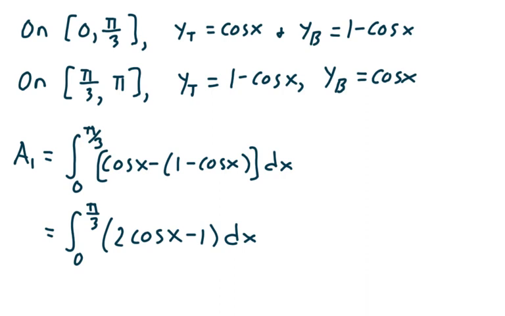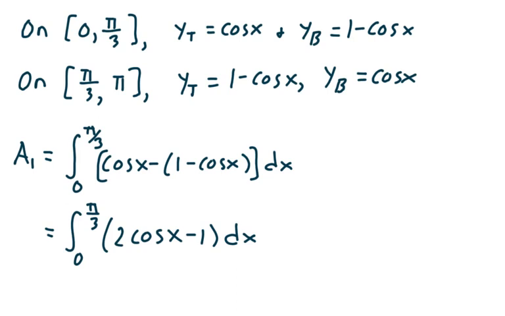So on the interval 0 to pi over 3, I claim my top function is cosine x. So in other words, y sub t is cosine x, and y sub b is 1 minus cosine x. On the interval pi over 3 to pi, it turns out that my top function is 1 minus cosine x, and my bottom function, y sub b, is cosine x. So I'm calculating essentially two different areas.